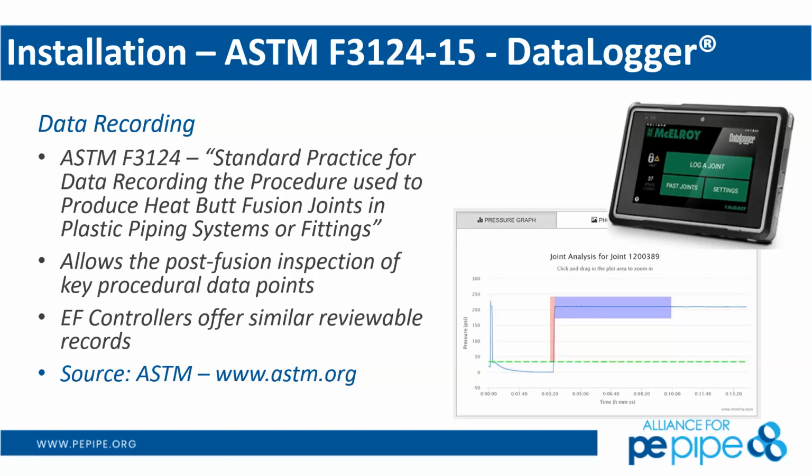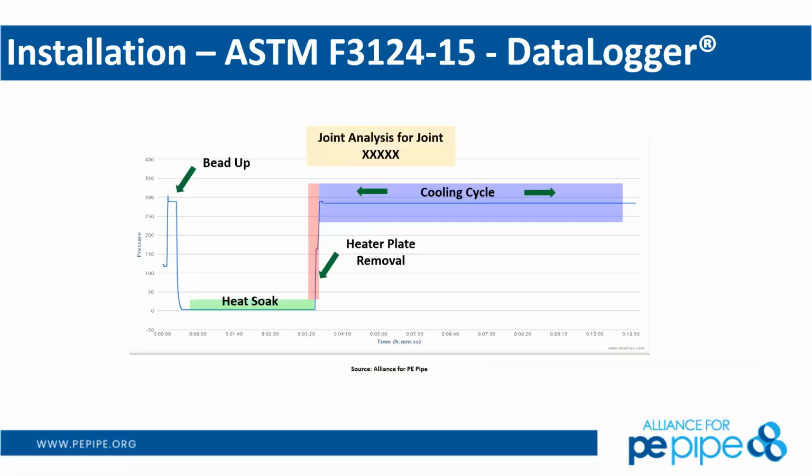If you are doing butt fusions, a good way to monitor that and make sure that it's all done properly is to use what's called a data logger. There is an ASTM standard practice for what a data logger should do. ASTM F3124 gives you the standard procedure of how you go about using a data logger and the types of measurements it should record to make sure that you have a good butt fusion.